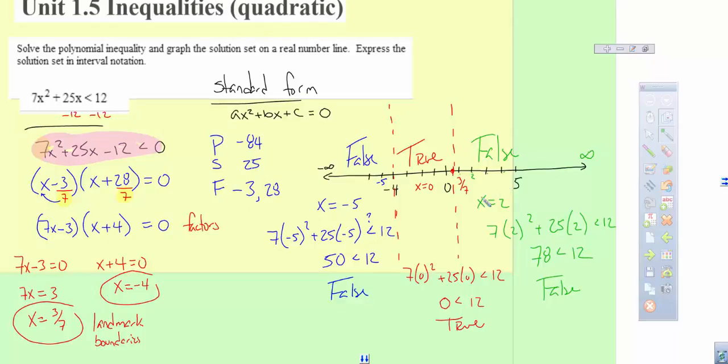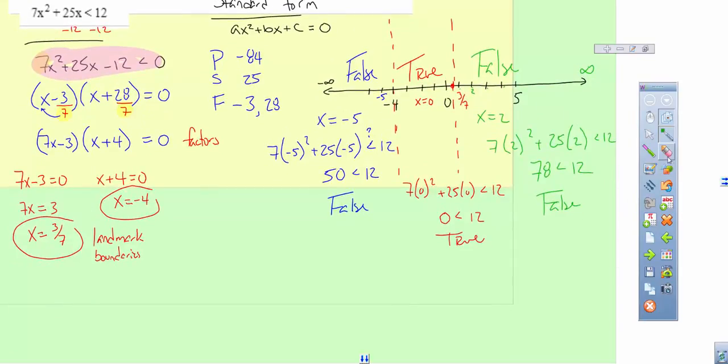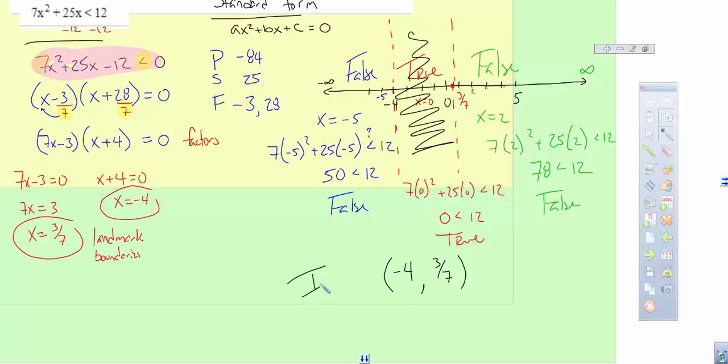Once we have our regions established, at that point we can actually get to our final solution. Let's go back and remind ourselves that our inequality was a less than symbol. So since our inequality is a less than symbol, our solution is from -4 to 3/7, and it'll be in open parentheses because of the less than. We're between these two, and that's what this interval notation says. Remember, this is interval notation.